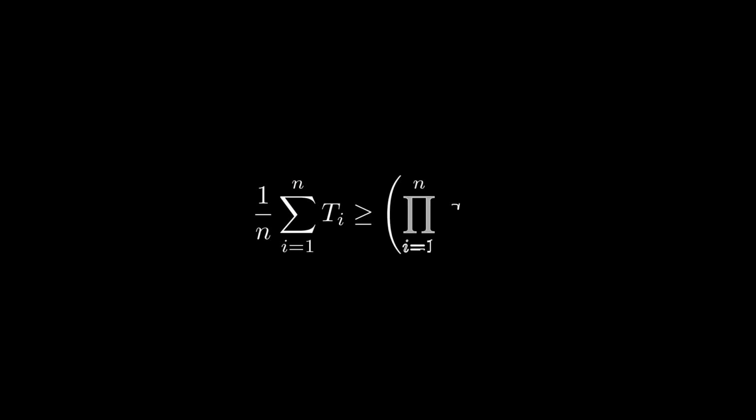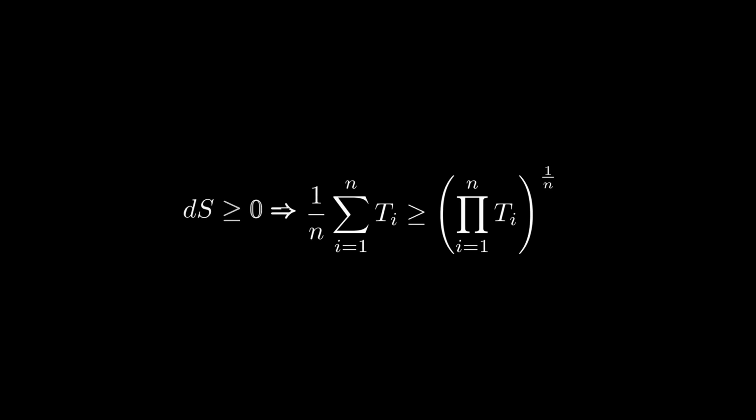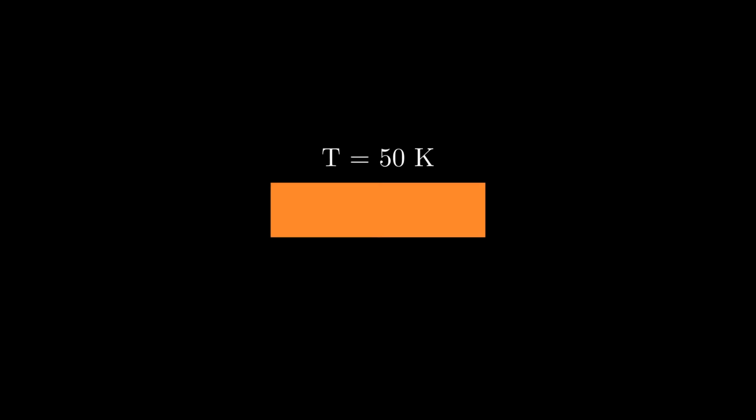Okay, let's now finally get to the proof I promised. The second law implies the AM-GM inequality. So this fundamental law that dictates the flow of time itself also implies this important result in math. And here's how it works. Let's build to the full setup for the proof by considering a simpler setup first. Let's consider two blocks, one at 0 Kelvin and one at 100 Kelvin. Let's now push them together. From physical intuition, we know that the temperature must average out to 50 Kelvin.